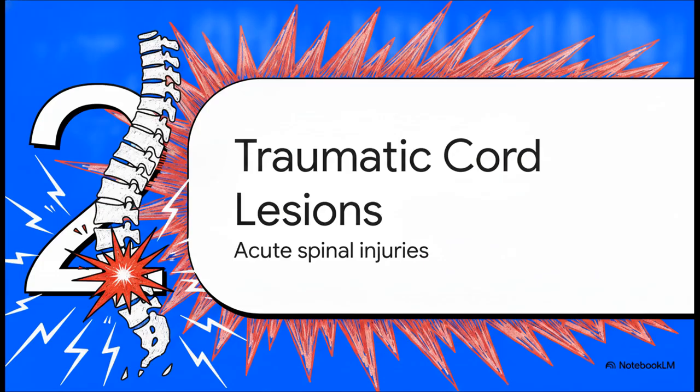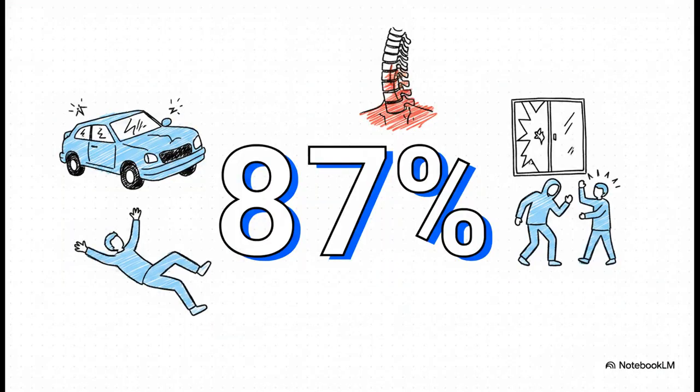Which brings us right to Section 2, traumatic spinal cord lesions. Because while some neurodiseases take decades to brew, acute trauma puts the spinal cord at extreme, immediate risk. 87%. Just let that sink in for a second. It's a staggering statistic from the medical literature. Motor vehicle accidents, violent crimes, and falls account for nearly 9 out of 10 spinal cord injuries.